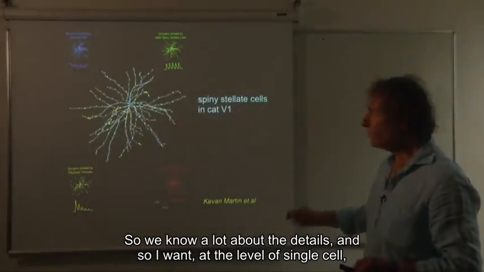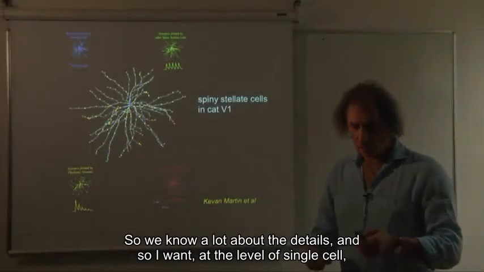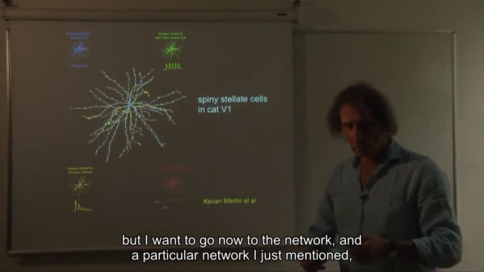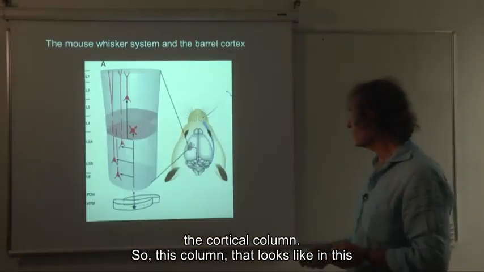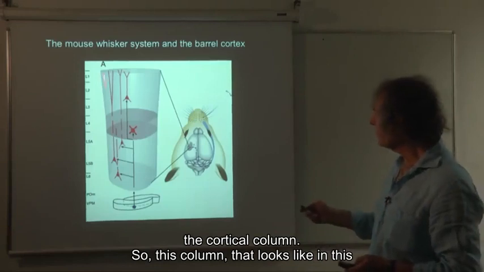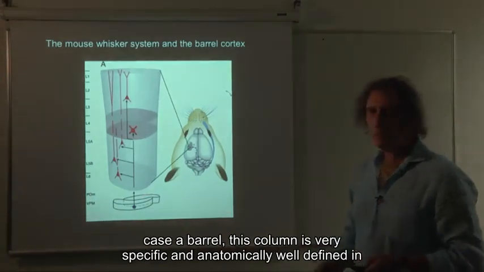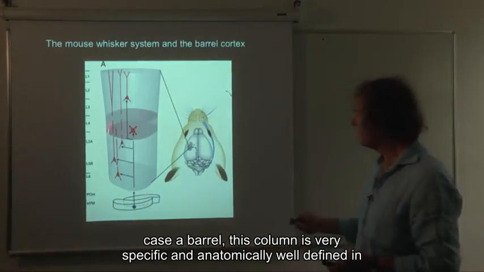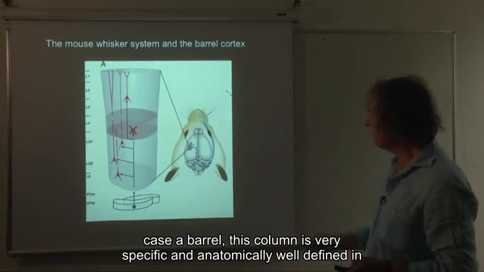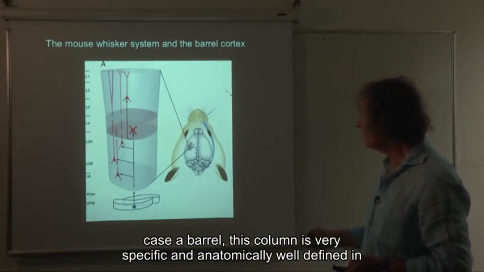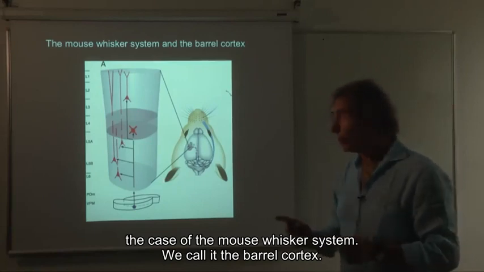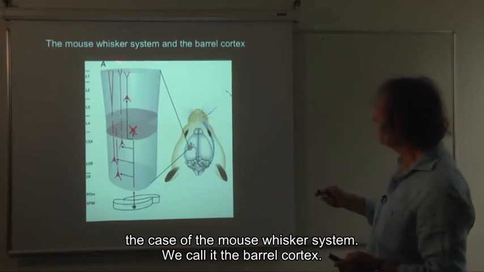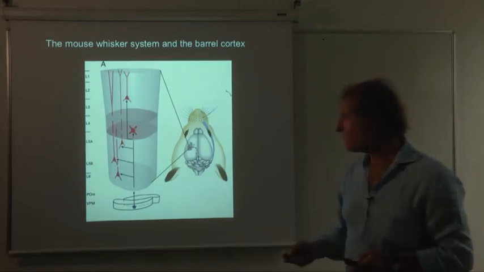So we know a lot about the details at the level of a single cell, but I want to go now to the network, and a particular network I just mentioned, the cortical column. This column that looks like, in this case, a barrel, is very specific and anatomically well defined in the case of the mouse whisker system. We call it the barrel cortex.